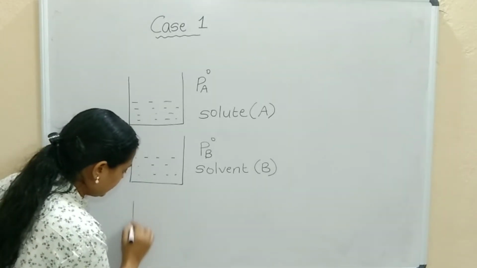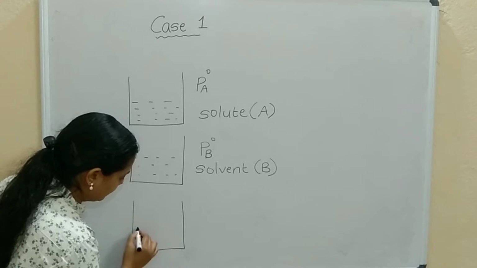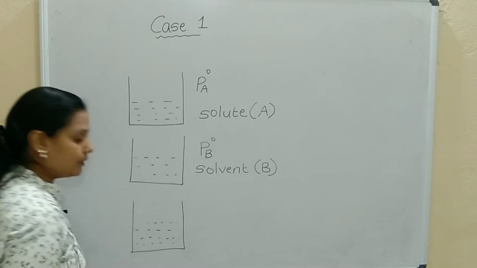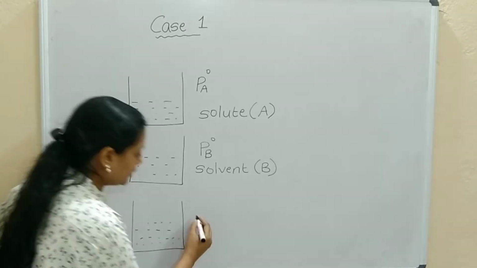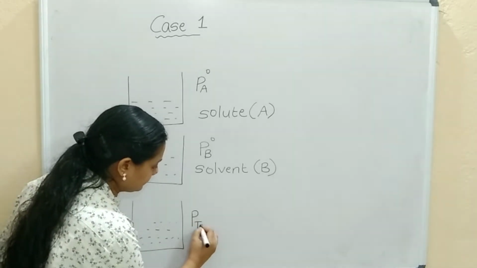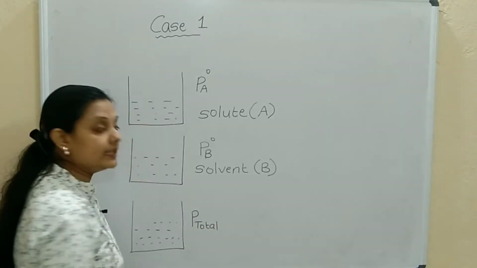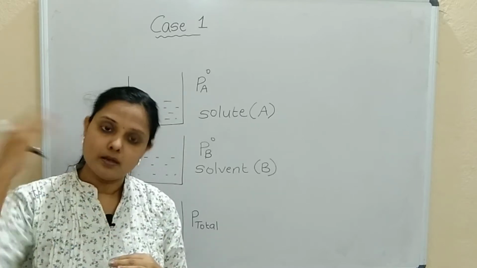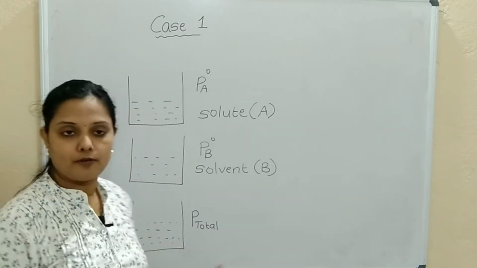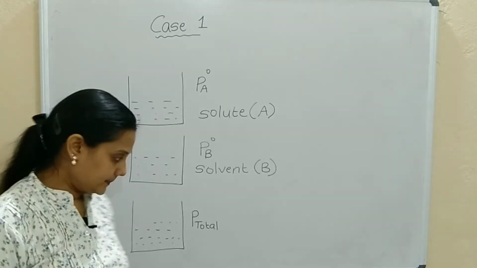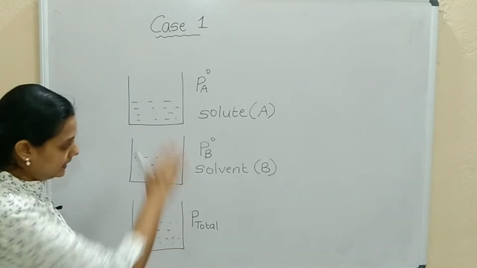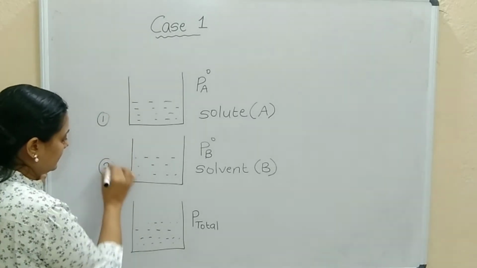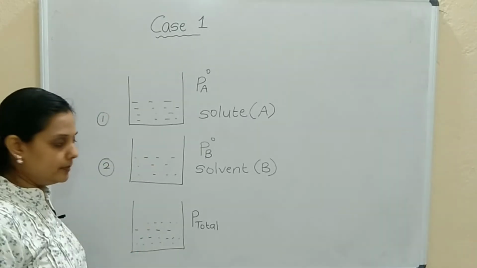So on mixing solute and solvent, what will happen? The total vapor pressure will decrease. The vapor pressure of a pure substance will always be more, but the vapor pressure of any solution will be less. So P total will decrease when you mix the first beaker and the second beaker into the third beaker.